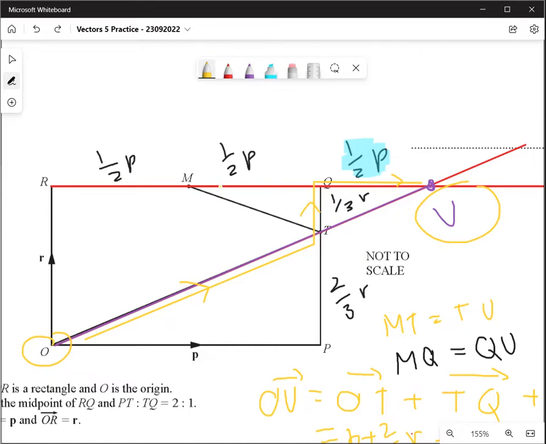If you check the angles, they will also be the same. What is important here is that all you have to do is find a way to get from O to U. You could have done OP plus PT plus TU as well. Both of these will work. Or even OR plus RM plus RQ plus QU. Done. All of those work.